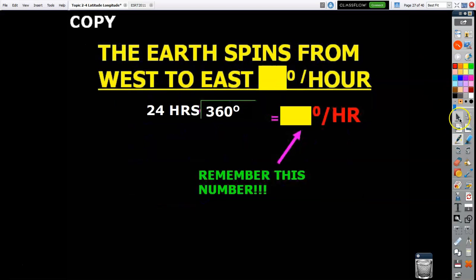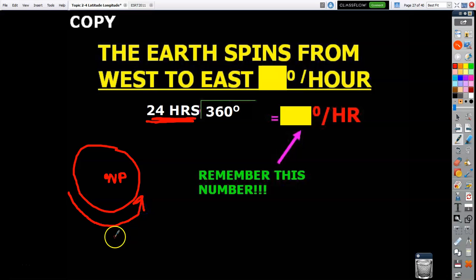So you have to first know the rate of rotation. Again, we spin west to east, and we spin every 24 hours, right? 24 hours is a day. If you're looking down on the Earth, let's say that's the North Pole, right at the top, we're going west to east, spinning counterclockwise. We have to make a 360-degree rotation, that's a day, in 24 hours.